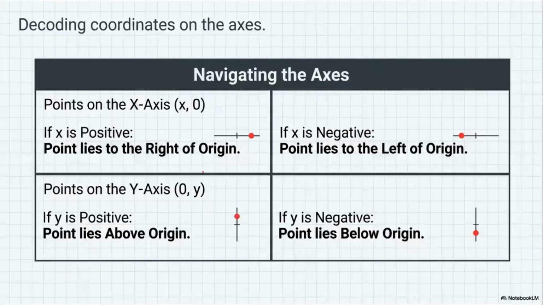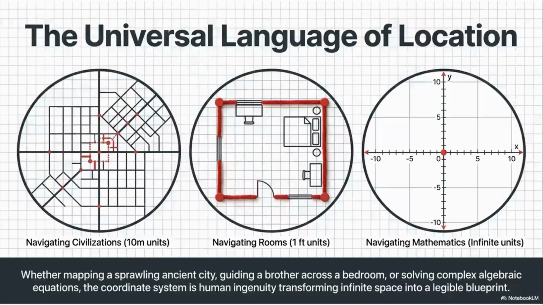Now, navigating the axes, the points on the x-axis, as I already discussed, are represented by x, comma 0. If x is positive, the point lies right of the origin. If x is negative, the point lies left of the origin. Similarly, a point on the y-axis is represented by 0, y. If y is positive, the point lies above the origin, and if y is negative, the point lies below the origin.